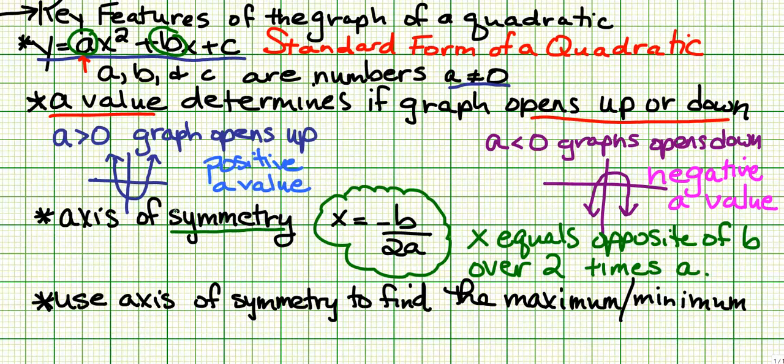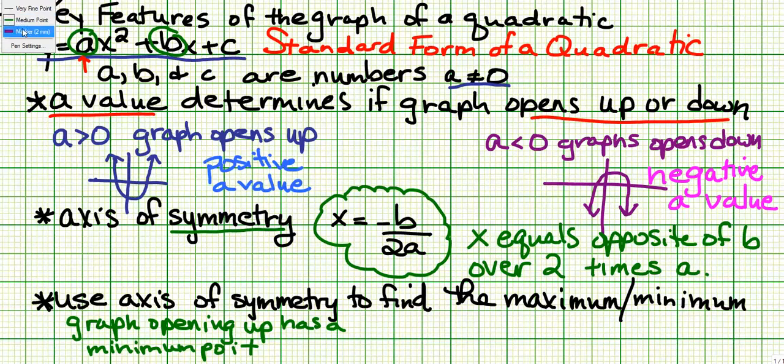Another important feature of what's called a parabola, or the graph of a quadratic equation, is the fact that it has a high point or a low point. If the graph opens up, the graph has a minimum point. If you look at the blue graph that I have up top, maybe right about here would be the minimum point, the lowest point on the graph.